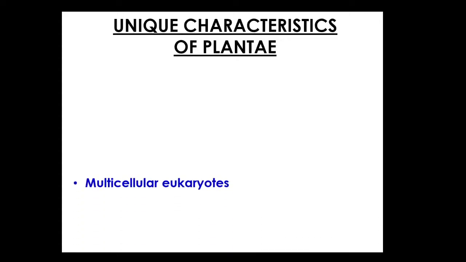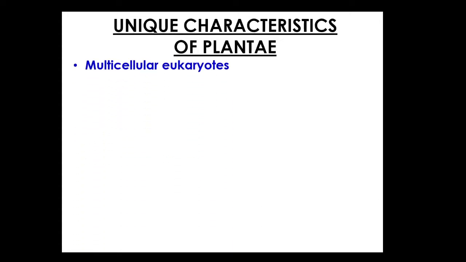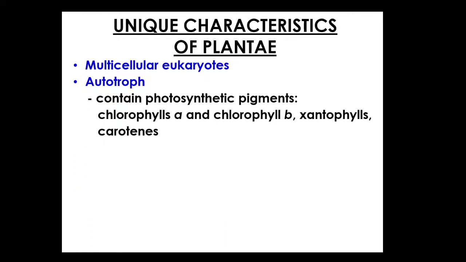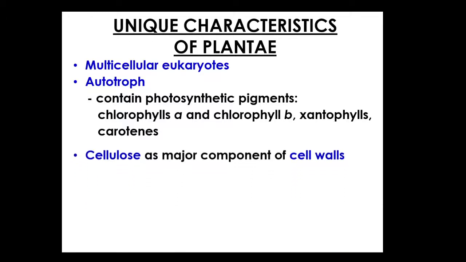Unique characteristics of Plantae. So you know Plantae is plants, all those plants. They are multicellular eukaryotes. They are autotrophs, which means they contain photosynthetic pigments such as chlorophylls A and chlorophylls B, xanthophylls, and carotenes. So these are the different types of photosynthetic pigments, and you'll learn more about it when you go into the chapter regarding photosynthesis. For now, we are just knowing that different plants can have different pigments. They can have more than one in their leaves, and these are some of them.